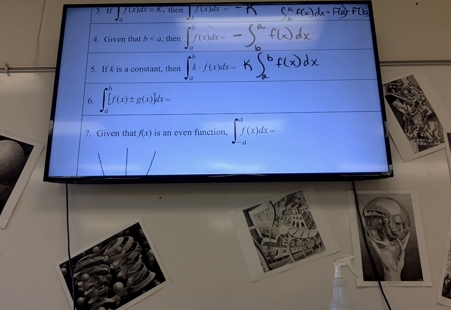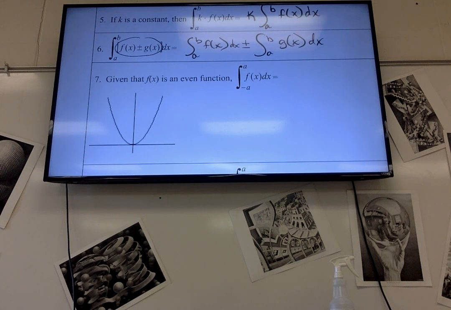If you are adding or subtracting, and this is what you did in a roundabout kind of way, you can separate it all out if you're adding and subtracting two things. You can do the antiderivative from a to b of f of x, and then plus or minus the antiderivative from a to b of g of x. This is what you did on that problem. That makes more sense. It wasn't even taught this way, and it just made sense.